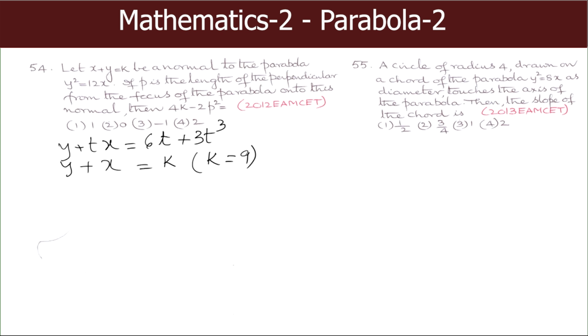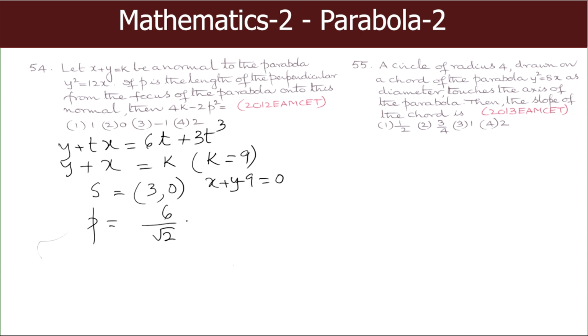P is the length of the perpendicular from the focus of the parabola onto this normal. Focus is (3, 0). So, P equal to, the normal is x plus y minus 9 equal to 0. What is the distance of the point (3, 0) from this line? 3 minus 9, 6 by root 2.